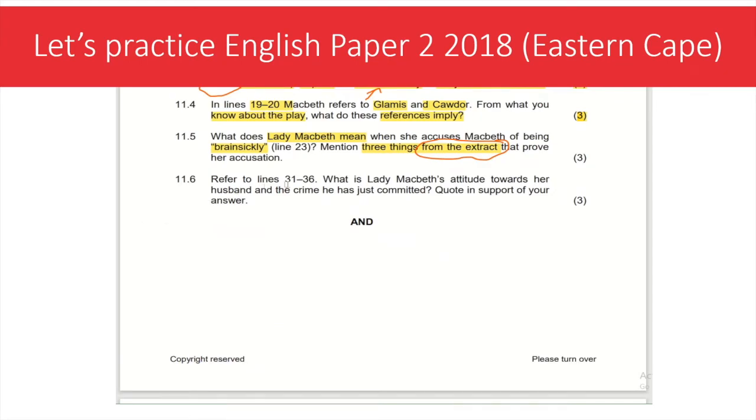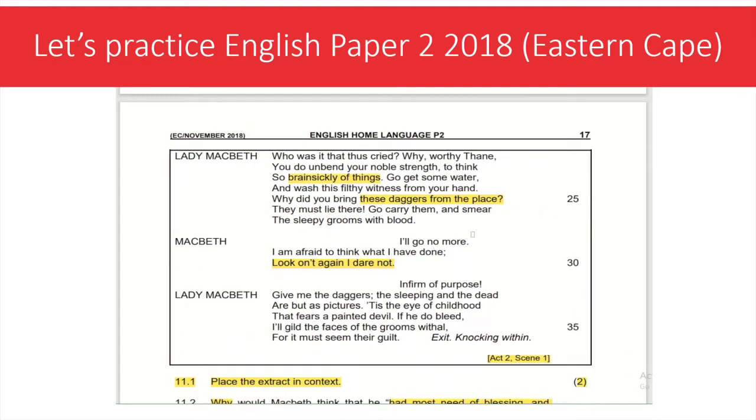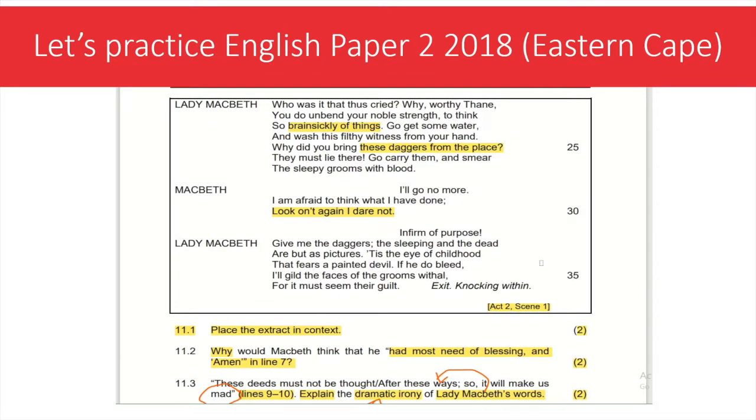11.6, refer to lines 31 to 36. What is Lady Macbeth's attitude towards her husband and the crime he has just committed? Quote in support of your answer for 3 marks. So we need to refer to lines 31 to 36. What is Lady Macbeth's attitude towards her husband? Okay, what is it towards the crime? And we need to quote to support the answer for those 3 full marks. So let's have a look at lines 31 to 36.